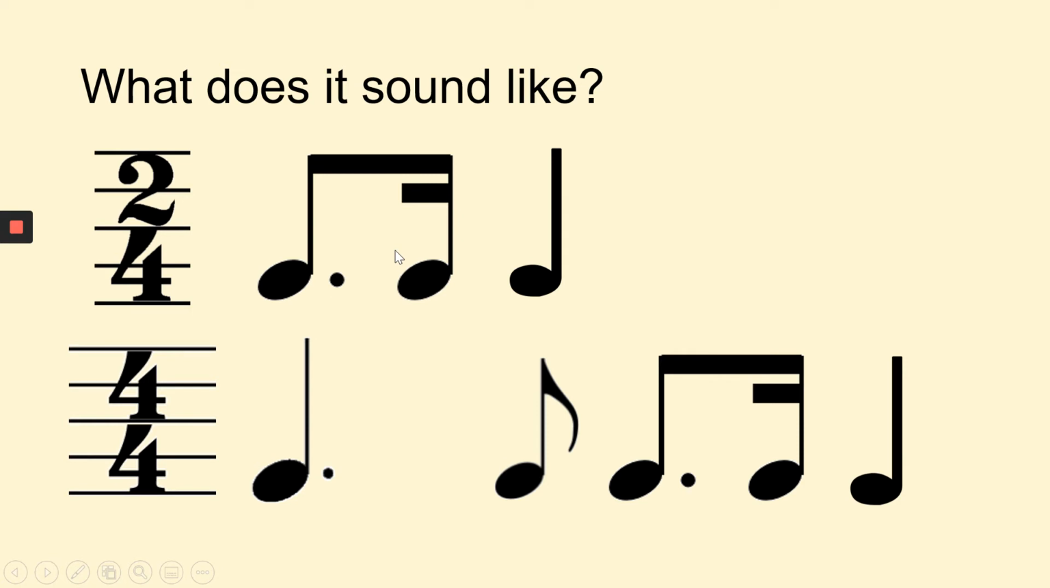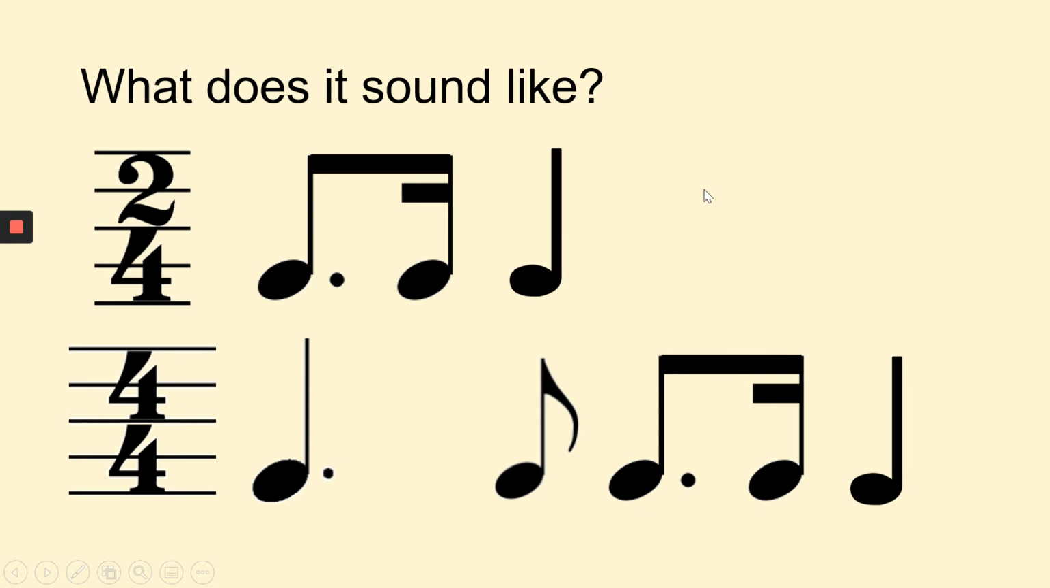Let's listen to this first rhythm in 2/4. Notice how this was a little bit longer than a quaver, and this note came in just before the beat. Let's listen again.